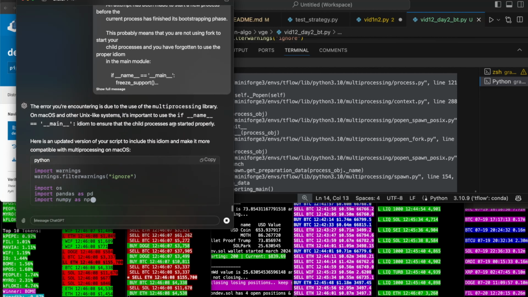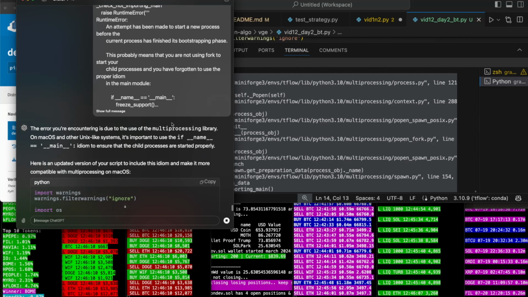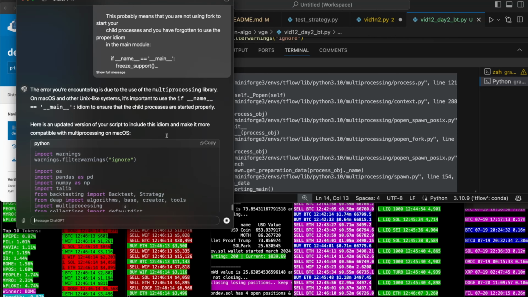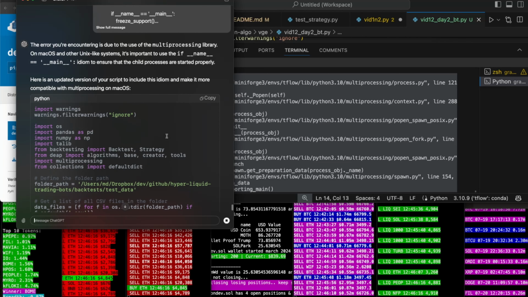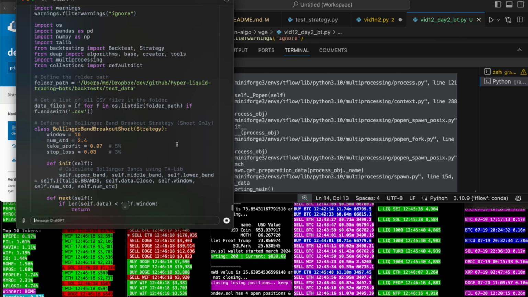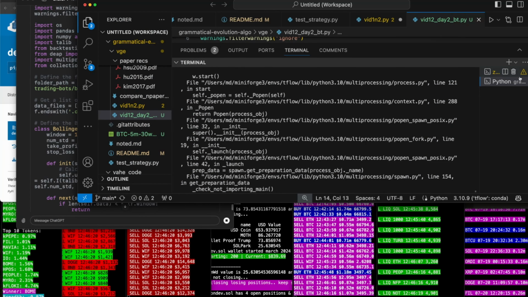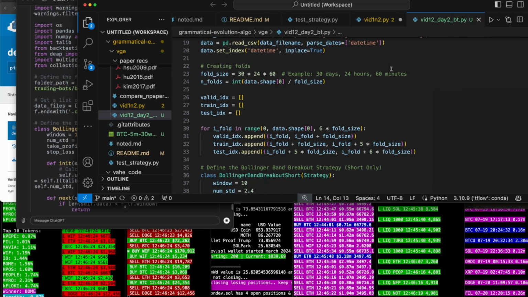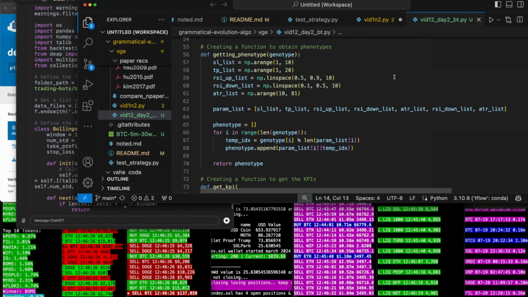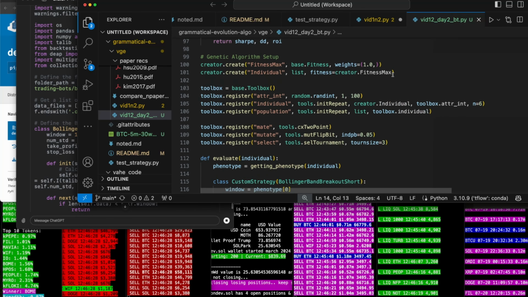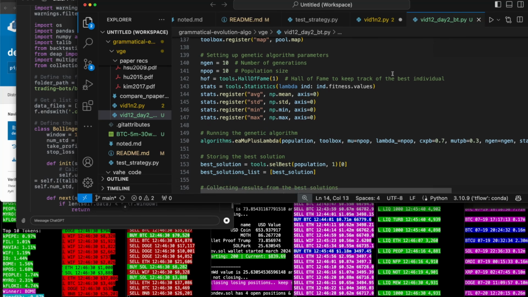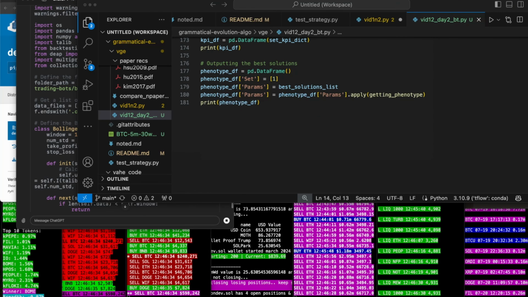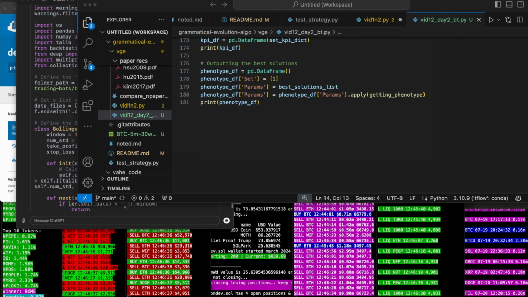The error you're encountering is due to the multiprocessing library on Mac OS and others. It's important to use if name is main. Oh my god, I have to use name is main. Get him out of here. Take me out in the chopper if I have to use name is main. I've got to use name as main, fellas. You know I don't like using name as main. It's intimidating to me, dude. It is what it is.